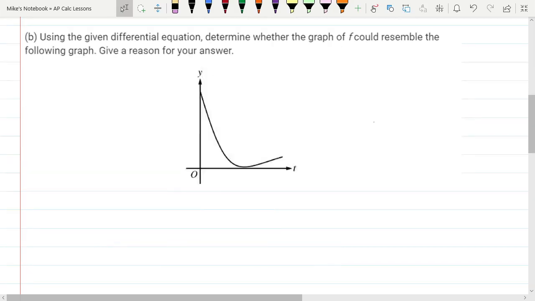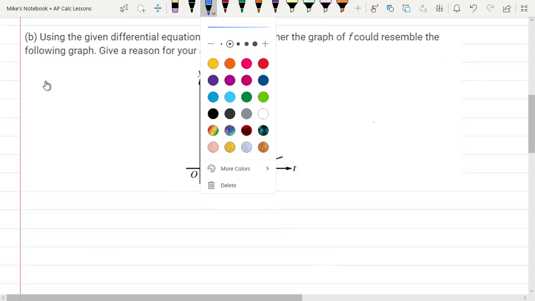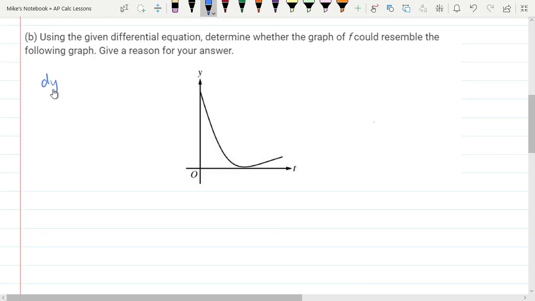Part B says, using the given differential equation, and let me just write it down so we still have it for reference. Remember, dy/dt equals negative 0.02 y squared. So using the given differential equation, determine whether the graph of f could resemble the following graph. Give a reason for your answer. So they're asking, this graph that they showed right here, could this possibly be the graph of the function that we're talking about, the function that is a solution of this differential equation?